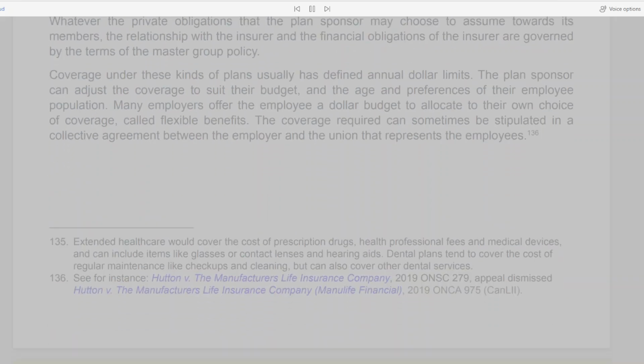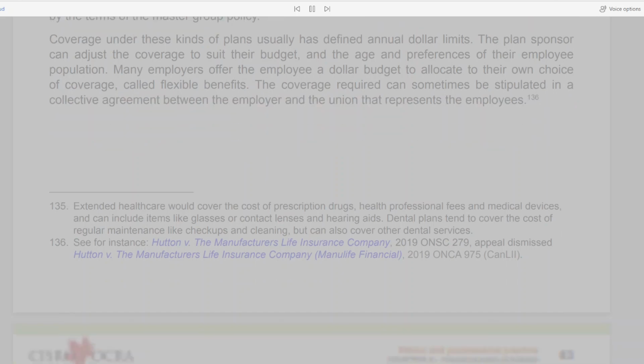Whatever the private obligations that the plan sponsor may choose to assume towards its members, the relationship with the insurer, and the financial obligations of the insurer are governed by the terms of the master group policy. Coverage under these kinds of plans usually has defined annual dollar limits. The plan sponsor can adjust the coverage to suit their budget and the age and preferences of their employee population. Many employers offer the employee a dollar budget to allocate to their own choice of coverage, called flexible benefits. The coverage required can sometimes be stipulated in a collective agreement between the employer and the union that represents the employees. 136.